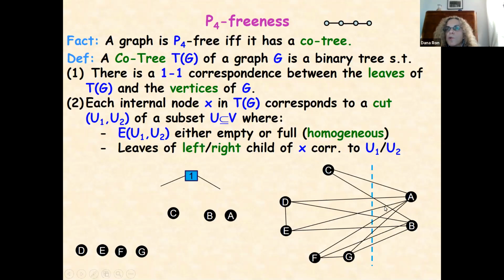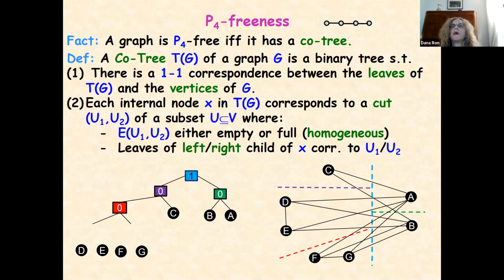Now let's continue recursively to this side. A, B, no edges, empty cut. So I put a 0 here. This is the cut here. I put something saying, empty cut. How do I continue now? Between C and the rest, there's more than one way. That's an empty cut. So I put a 0, and I have just 2 more cuts to go. Here we have another empty cut. I have 3 more cuts, and between the other guys, we have full cuts. So this is every P4.